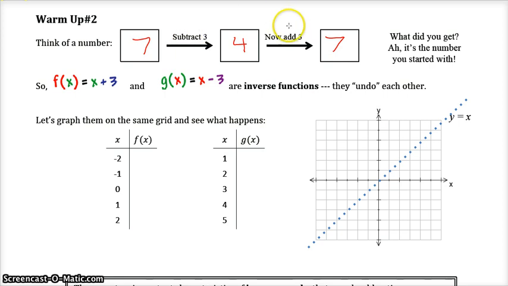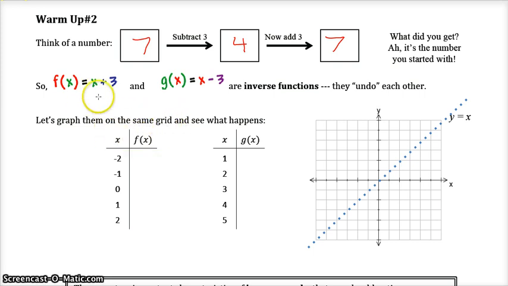So this is maybe a simpler idea of inverses. If f of x took x plus 3 and g of x took x minus 3, they're inverses of each other. I kind of wrote these in backwards order from up top, but same thing. Those functions kind of undo each other. You get back to where you started if you do one and then the other one.